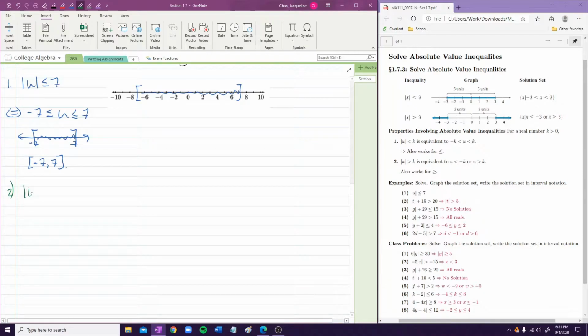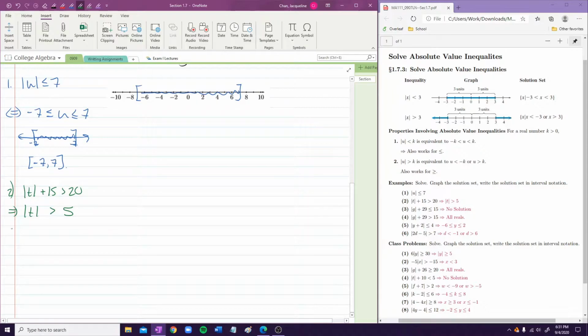For the second problem, we have the absolute value of t plus 15 is greater than 20. First things first, this is pretty similar to solving absolute value equations. You always want to isolate the absolute value. Whether you see it as an equation or an inequality, you have to solve for the absolute value first. This is not isolated, so I have to subtract 15 from both sides. When I do that, I get the absolute value of t is greater than 5.